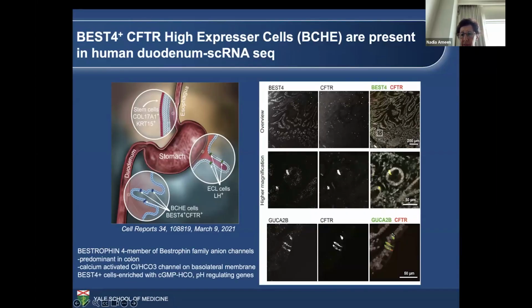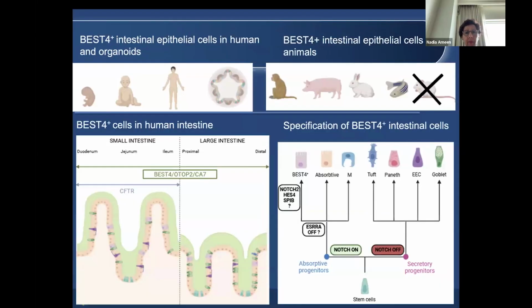And here are shown some images of the Chi cells co-localized with GUCA2B, which is a gene that encodes for uroguanylin, which is an intestinal hormone that is normally thought to be present in endocrine cells that secrete hormones. But here is a Chi cell enriched in BEST4, but also expressing GUCA2B. So that's sort of novel.